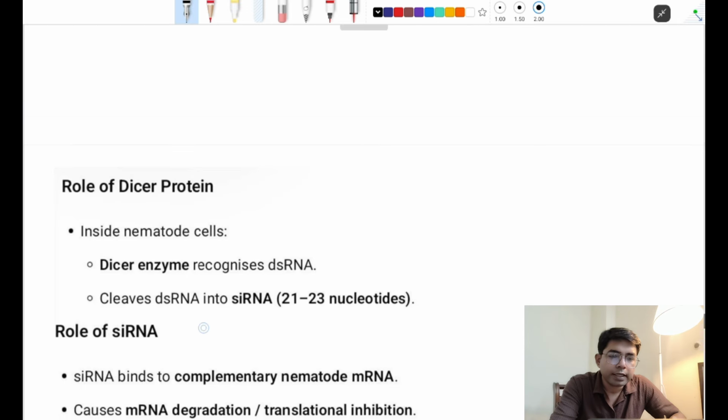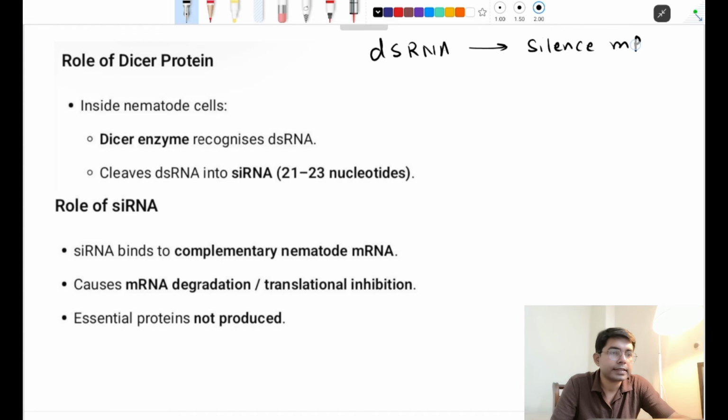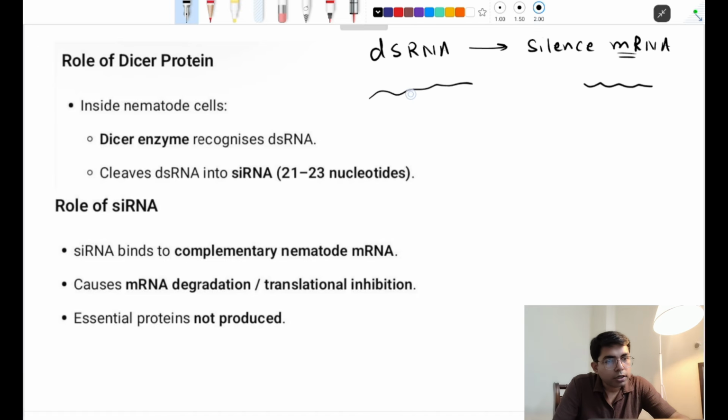Now here there is one point where some of you get confused, which NCERT does not clarify very much. NCERT simply says that this double-stranded RNA goes and silences the mRNA. Now many of you think, sir, mRNA is single-stranded. How can a double-stranded RNA silence a single-stranded mRNA? And your doubt is correct. NCERT has skipped a few steps, which I am clarifying here. See, this double-stranded RNA is present inside the nematode, but it will not directly go and attack the mRNA.